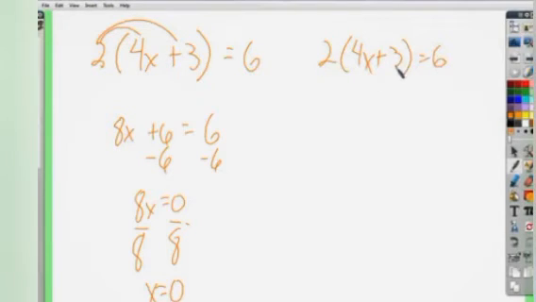Just 2 times 3? I ended up with 0. Well, you're ending up with 0 as a coincidence. Because we do need to distribute, the 4 and the 3.